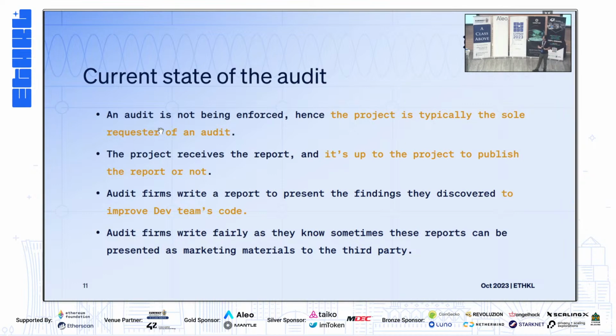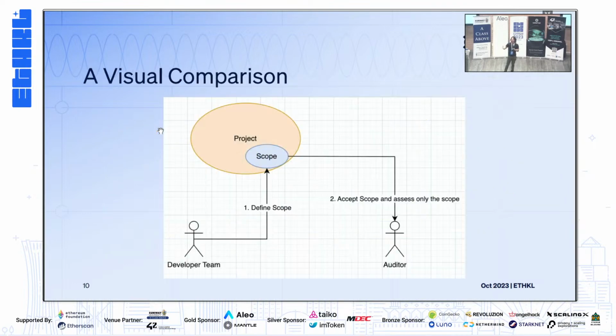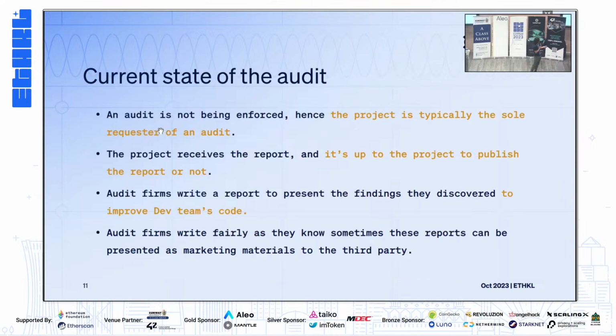We do write as fairly as possible, because we do know that these things can be used as marketing material from the dev team to the general public. And so we write these things not only having the dev team in mind, but also thinking, if they publish this, what kind of message does it convey? So we are aware of this, and we are careful about it. But the main goal is always to improve the dev team's code.